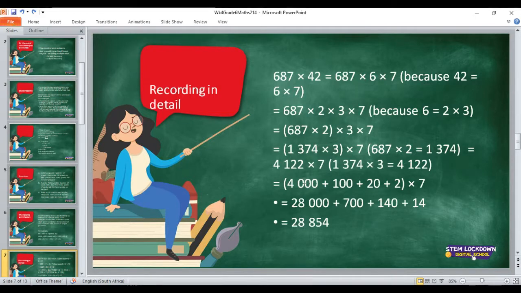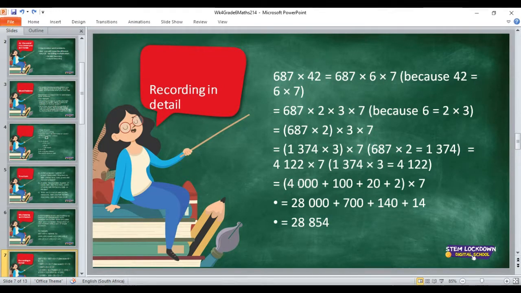All right, and now we continue. We say equals, now we're working on 1374. Our answer here is 4122 multiplied by 7. I think I've repeated the step. Yes, I've repeated the step. 4,122. Now we break the 4,122 into place value parts.